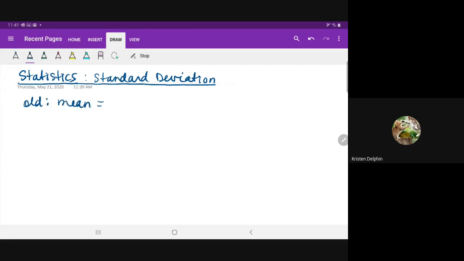And the mean in statistics is the same as the average. Technically it's the arithmetic mean, and there's also something called the geometric mean. So to find the average, you add all the values, and then you divide by the number of data values.